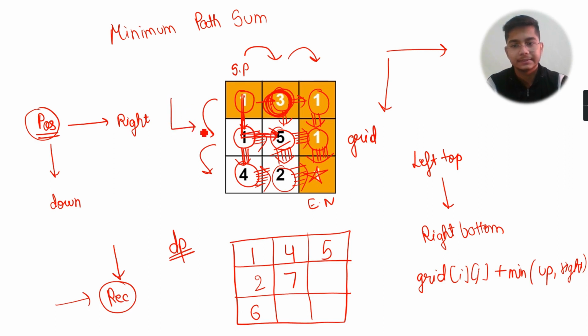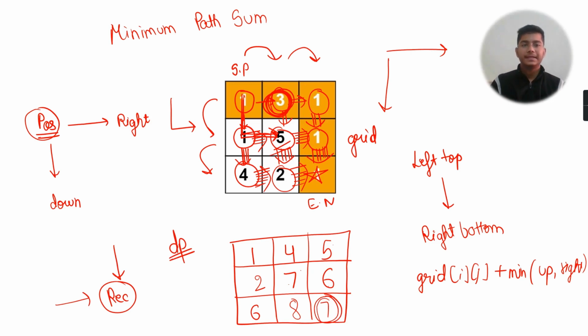Right, now when I come to here, 1, there are two options, either I can go with 5 or 7, right? Which is smaller, 5 obviously, so 5 plus 1, 6 it will be, right? Now coming to here, there are two options, 7 or 6, obviously 6 is smaller, so 6 plus 2, 8, right? Now out of 6 and 8, which is smaller, 6, and the current value is 1, so 7 is the minimum path sum that we are having, right?